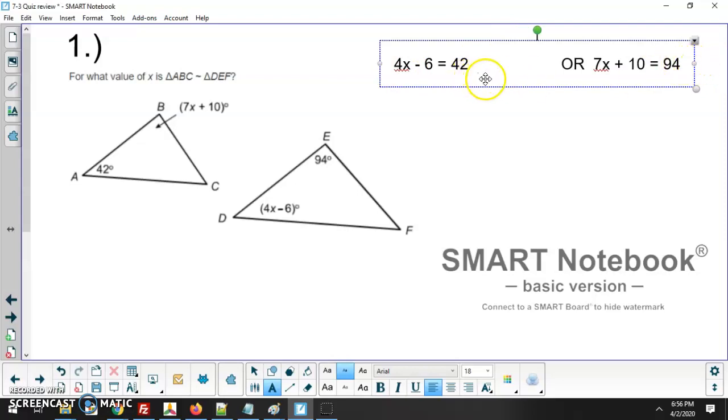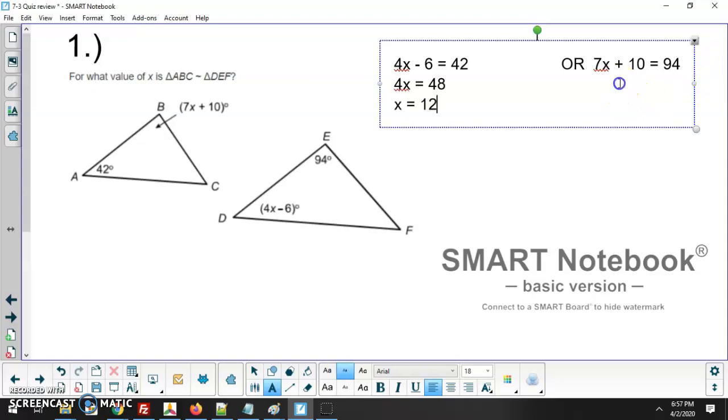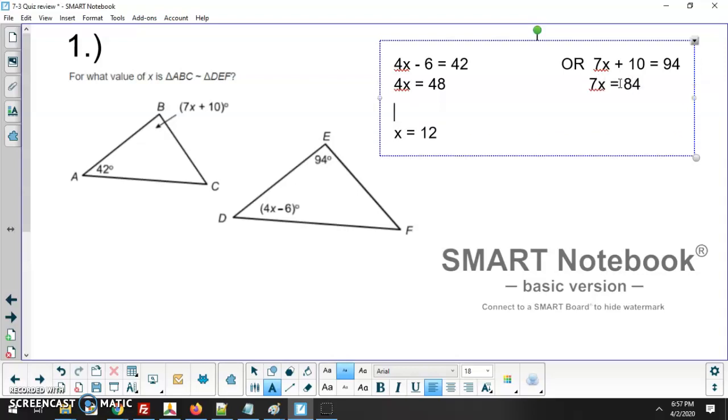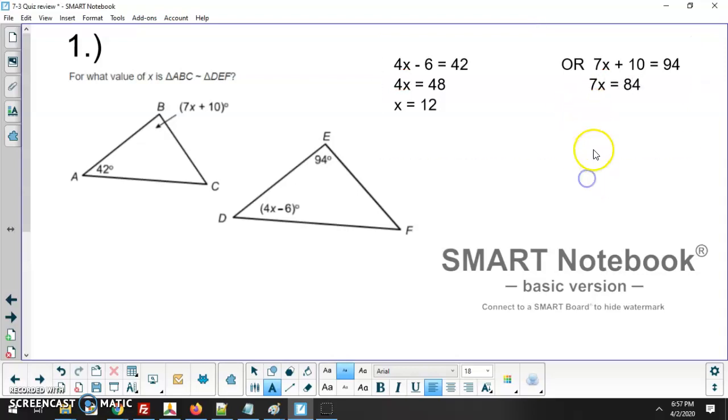If you solve each one of these equations, you should get the same answer. So let's go ahead and solve the first one. We're going to add 48 to both sides, so 4x is 48, and x is equal to 12. Now to prove it, subtract 10: 7x equals 84. And guess what? x is equal to 12, because 84 divided by 7 is 12. So that's it. You just had to find x.